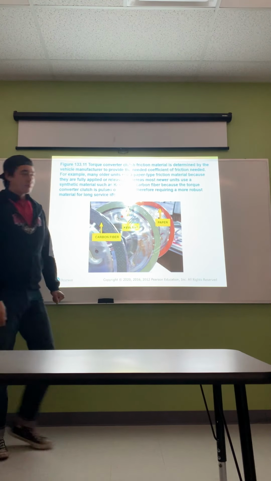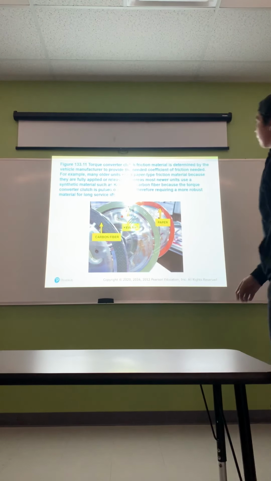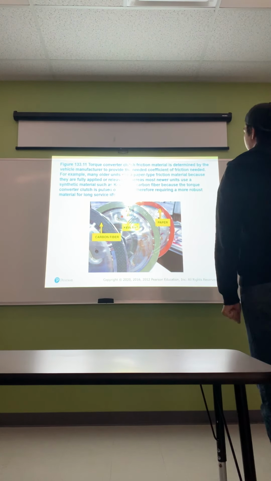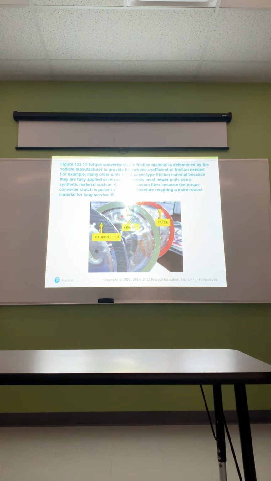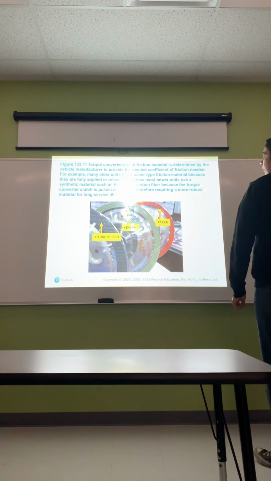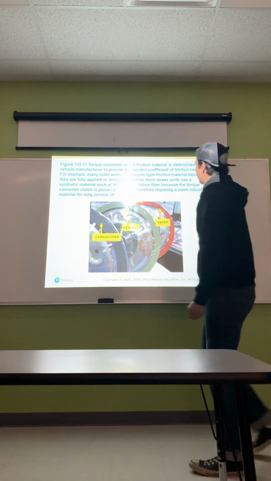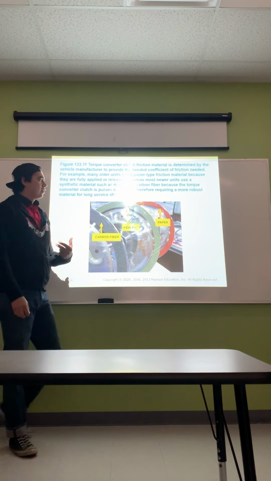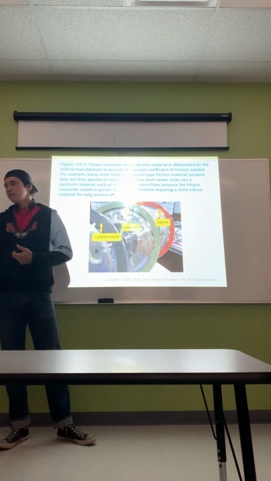Torque converter clutch friction material is determined by the vehicle manufacturer to provide the needed coefficient of friction. For example, many older units use a paper type friction material because they are fully applied or released, whereas most newer units use a synthetic material such as Kevlar or carbon fiber because the torque converter clutch is pulsed on and off, therefore requiring more robust material for longer service life. So the torque converter clutch is what helps us engage, usually for an overdrive gear.